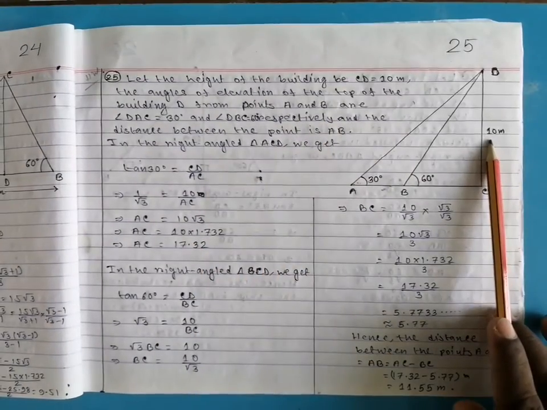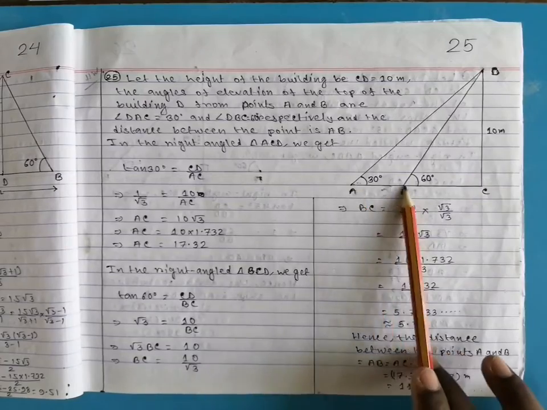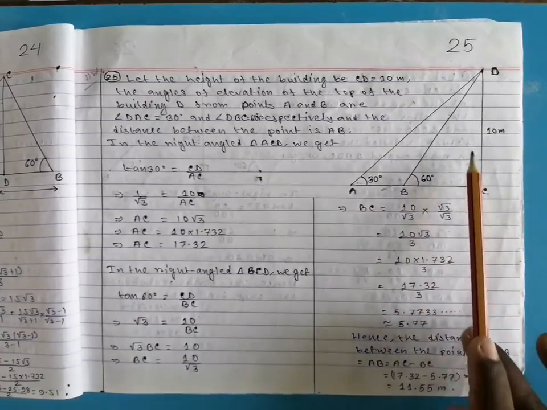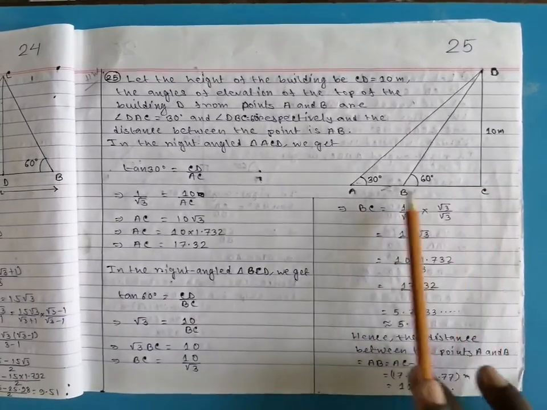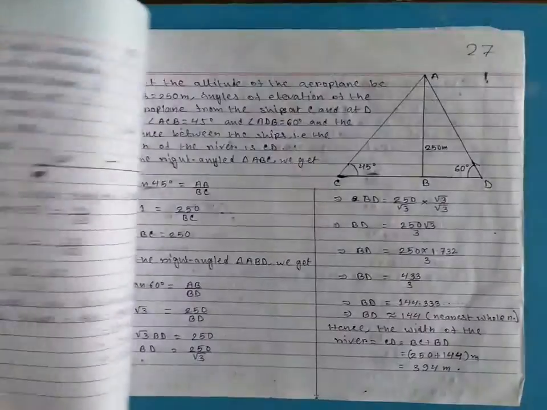This is the height of the building given, and these 2 points are on the same side. Okay, what you have to find? You have to find the distance between them. So from this triangle you can find AC, and from this triangle you can find BC. So from AC subtract BC, you will get AB. Okay, that is your homework.